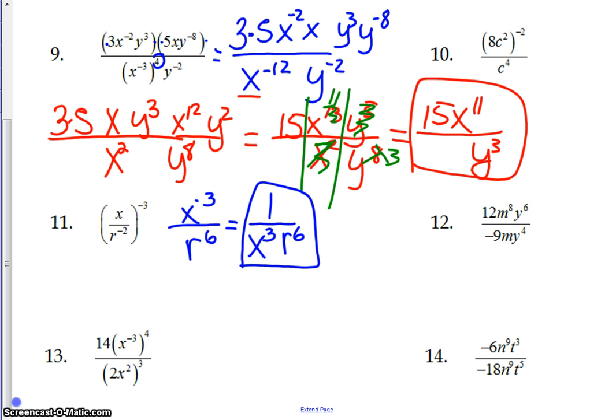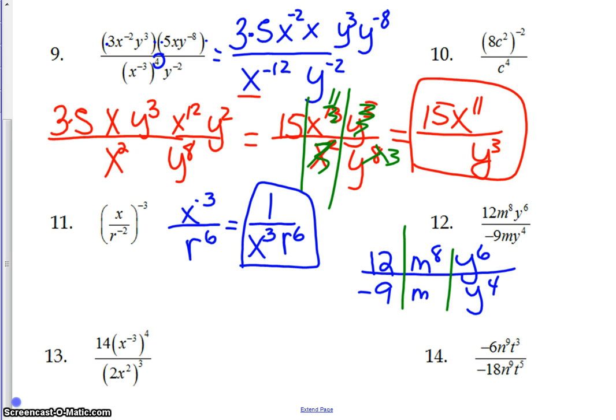For problem number 12, I had a lot of questions about this one. The fact that your denominator is negative really doesn't affect it. You can have a negative denominator, you just can't have a negative exponent. So the denominator is just fine. So we have 12. I'm going to put a little bit of space here between everything and see how we can reduce. I put a little bit of space in my fraction here, so you can see how we have things.